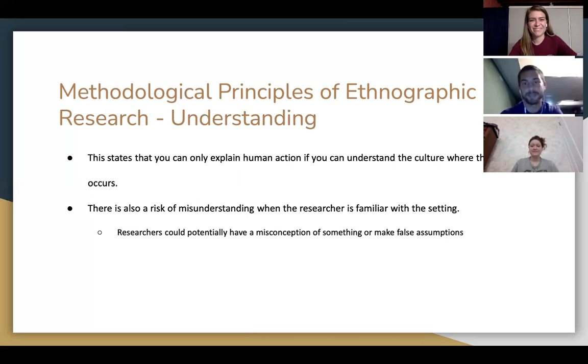The second principle of ethnographic research is understanding. This states that you can only explain human action if you can understand the culture where the action occurs. So there's a risk of misunderstanding when the researcher is also familiar with the settings. A researcher could have a misconception or make false assumptions, thinking they know it.